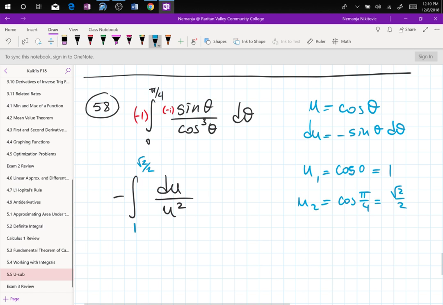How did you get... where does the cosine come from in u1? Whatever the formula is. Oh, okay. Whatever the formula is computes the limit. Okay.